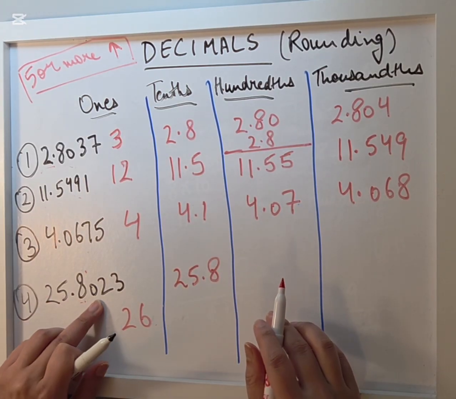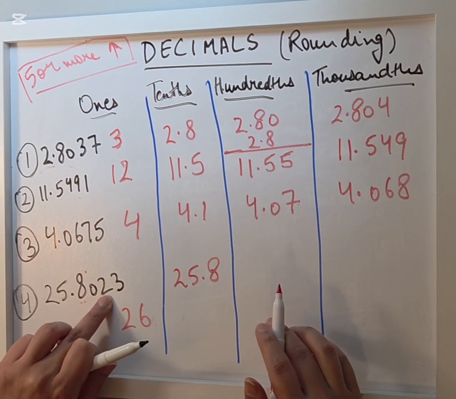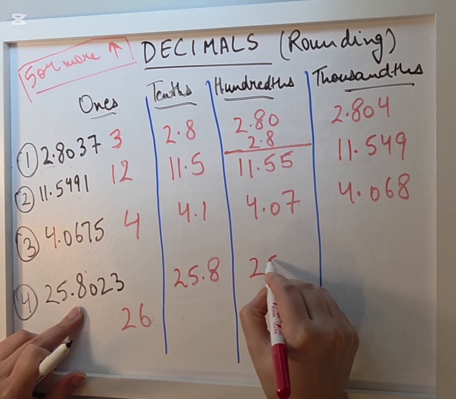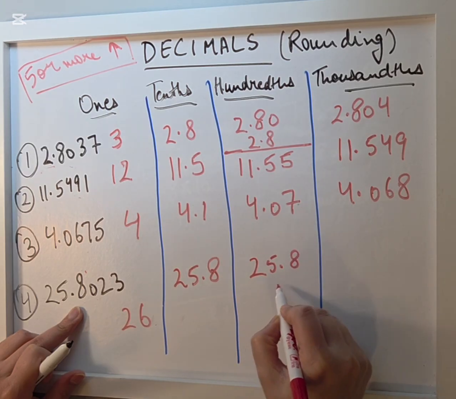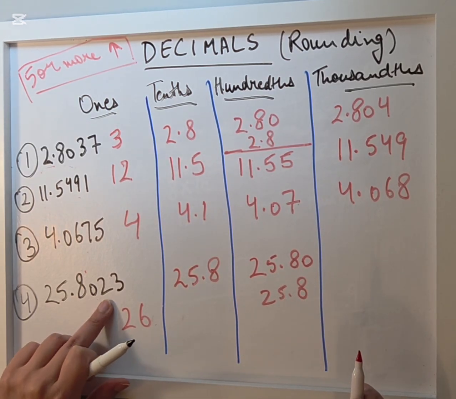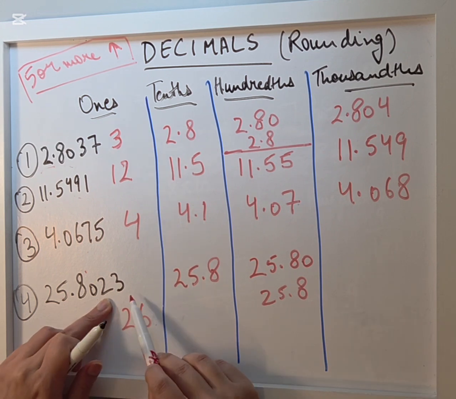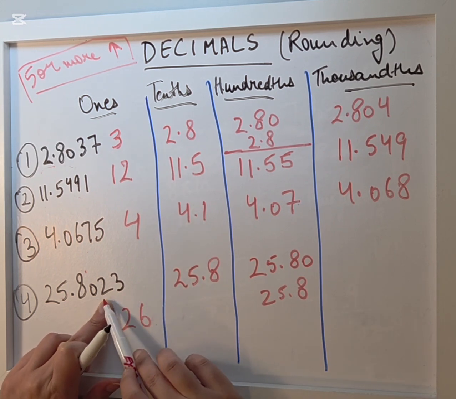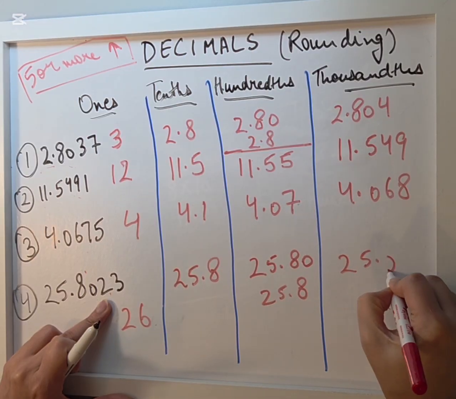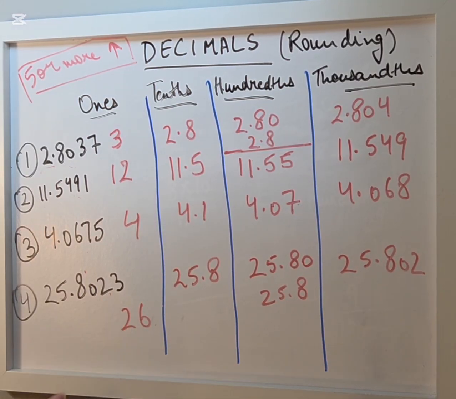Now for hundredths, it's 0 and next to it is also less than 5, so it will remain as is. So we can write 25.80 or 25.8. Now for thousandths, we have 2 and next to it is less than 5 again, so it will remain 2 itself. So we'll have 25.802.